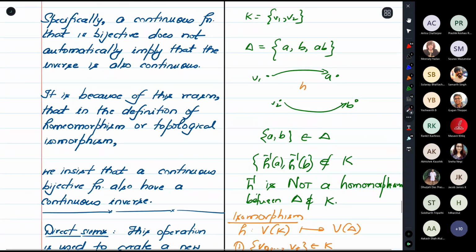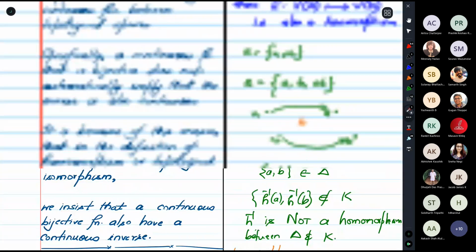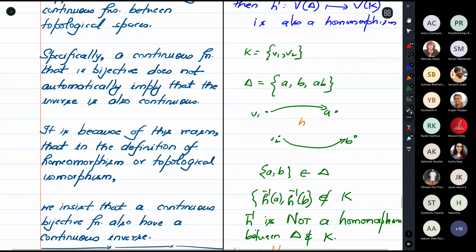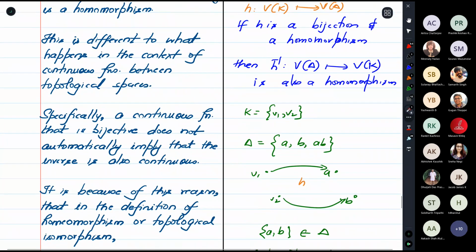Okay, so such a thing also holds true in the context of continuous functions that are defined between two topological spaces, right? A continuous function that is bijective does not automatically imply that the inverse is also continuous. Let me repeat. Let's say you have two topological spaces and a function which goes from one to the other, and that function turns out to be both bijective and continuous. These two conditions do not automatically imply that the inverse is also continuous, right?